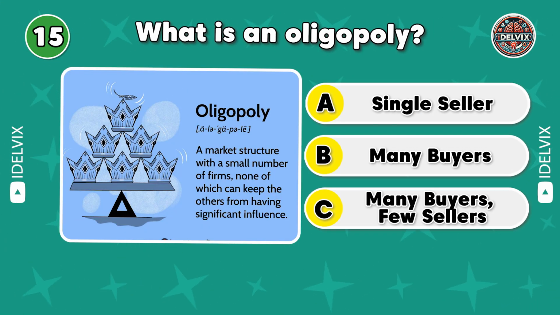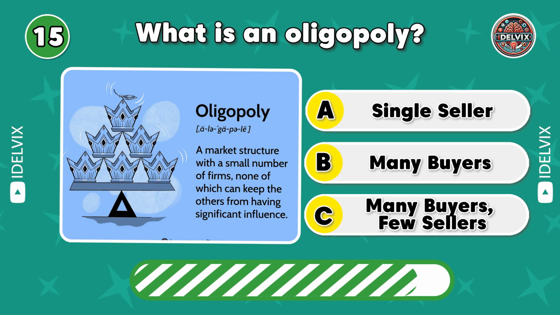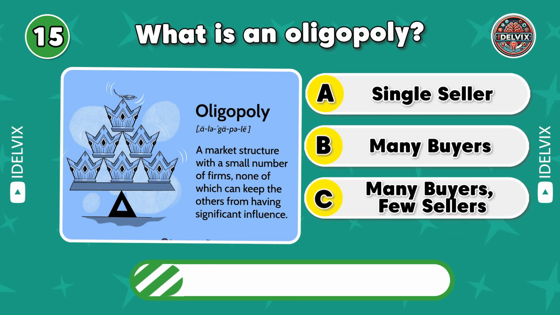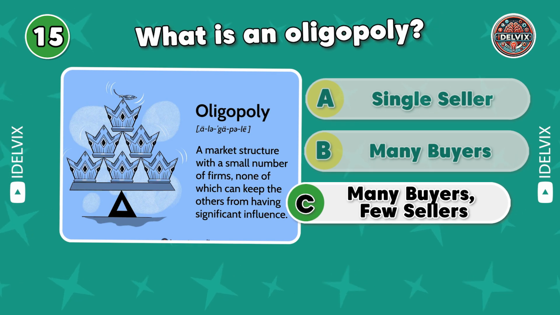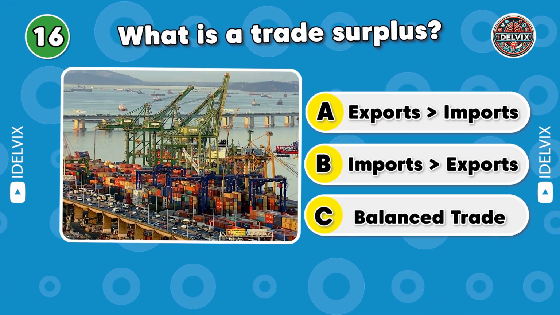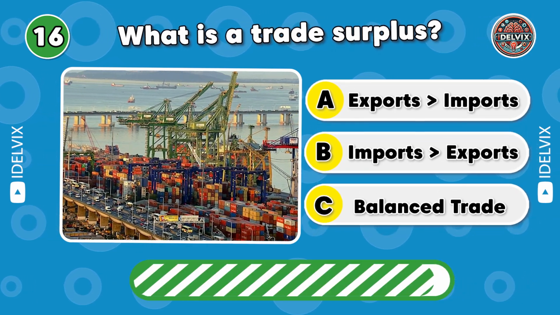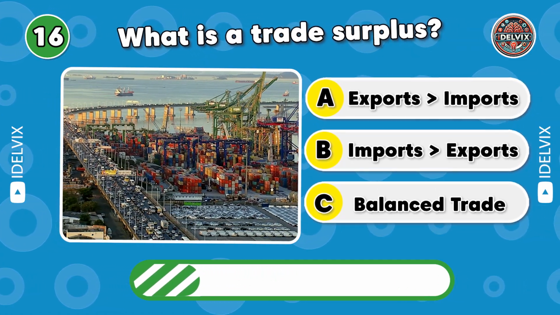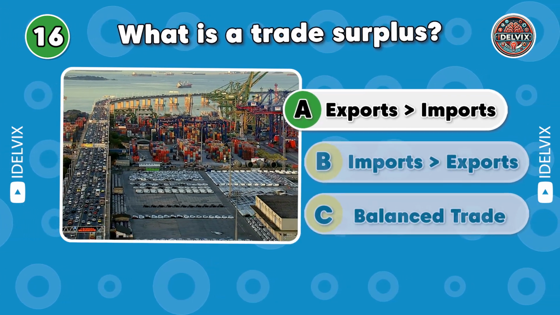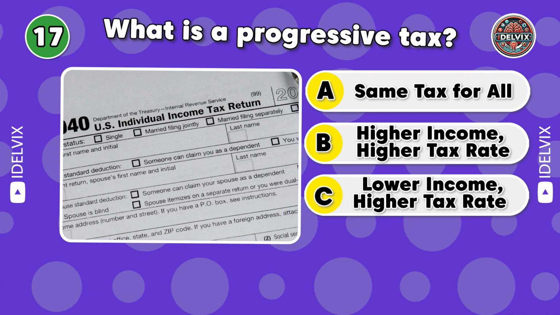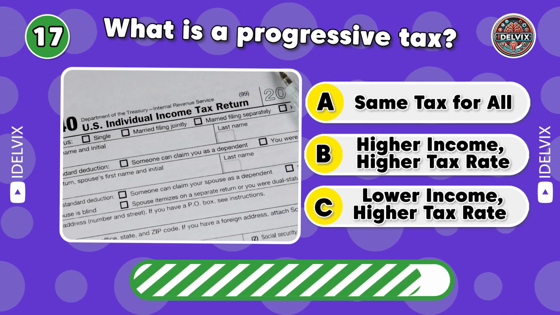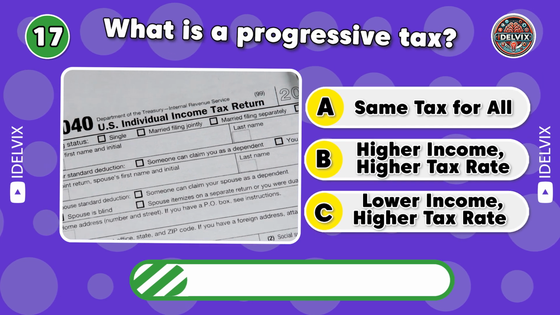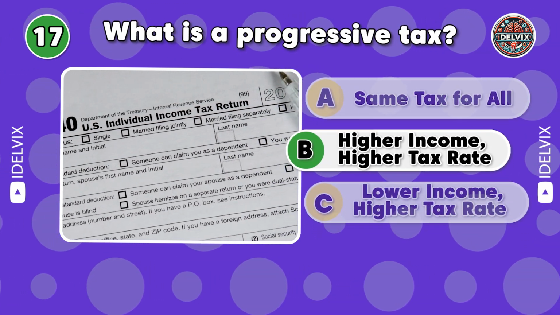15. What is an oligopoly? Answer: many buyers, few sellers. 16. What is a trade surplus? Answer: exports, imports. 17. What is a progressive tax? Answer: higher income, higher tax rate.